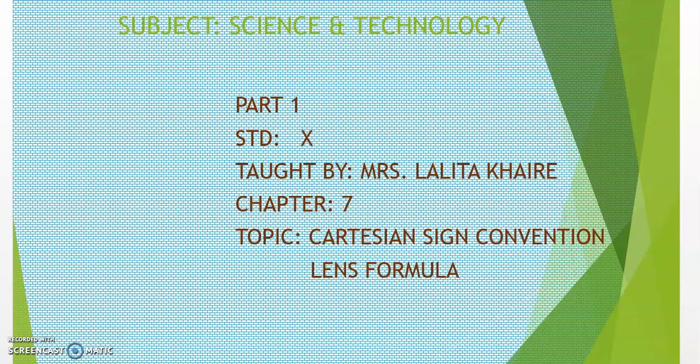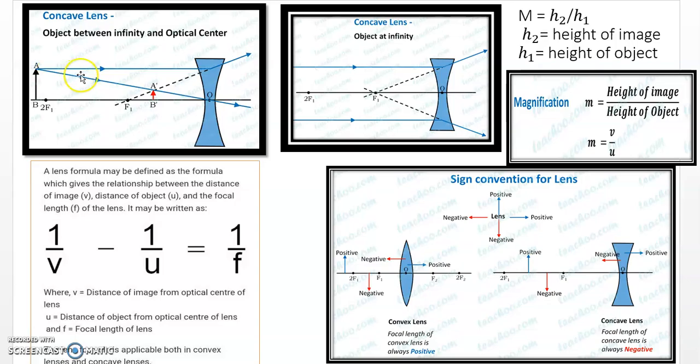Good morning, students. Today we'll continue with the same lesson, chapter 7, Lenses, and we'll complete the remaining part, Cartesian sign convention and lens formula. We have already studied the image formed by the convex lens. Now the remaining part is the image formed by the concave lens.